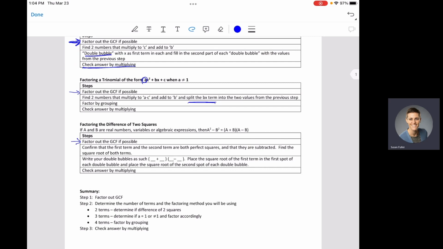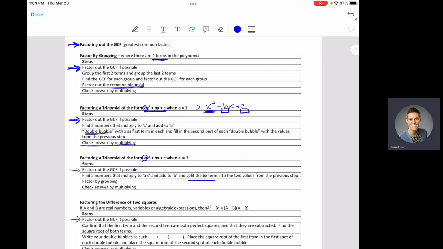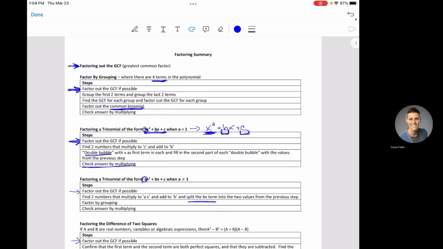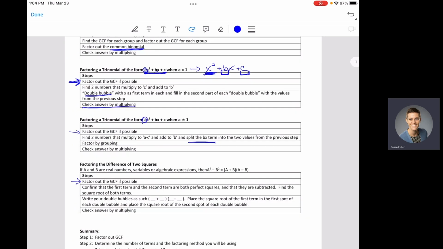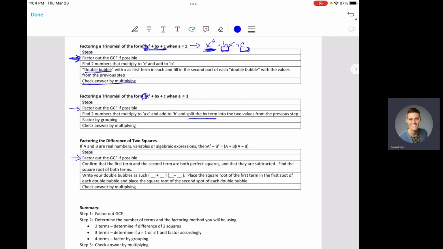But after you split your middle term into two pieces, you're going to have four terms now instead of just three. And we know how to factor when we have four terms. If you have four terms, you factor by grouping. So the very last step of this, after you split your middle term, is factor what you have left by grouping, and then you'll be factored, and you can always check your answer by multiplying.